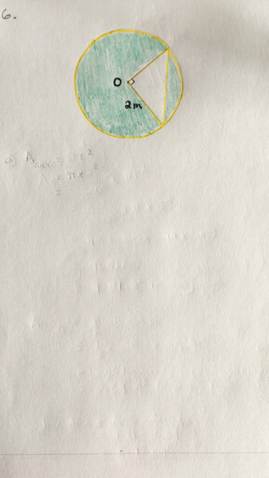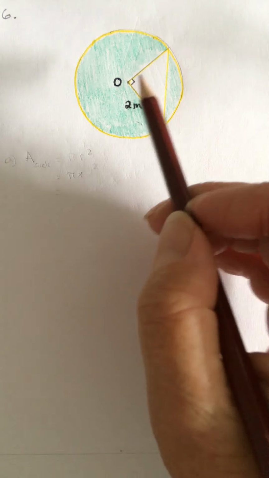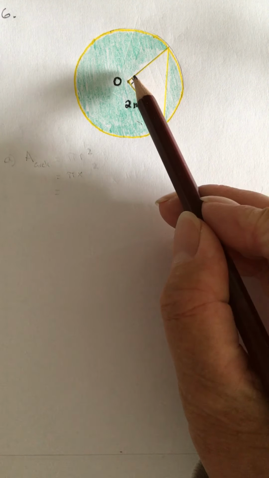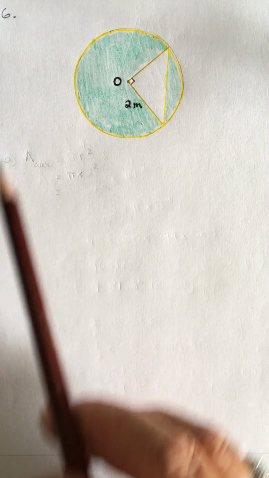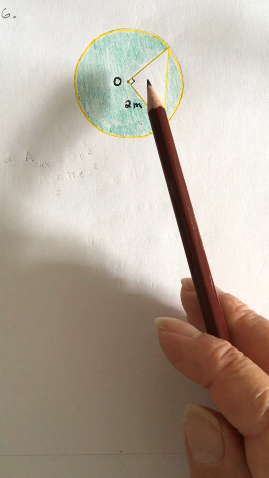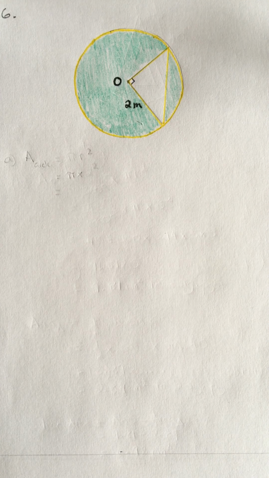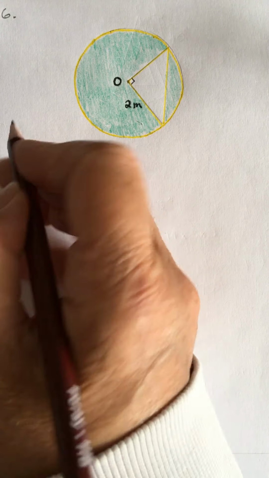Okay, so I'm going to go over question 6 of the arcs and sectors assignment. The question says a company logo consists of a circle with a right angled triangle removed. So that's your circle, right angled triangle cut out. Part A: calculate the total green area. So you need to work out the area of the whole circle, then the area of the triangle, and subtract the area of the triangle from the circle to get the green area.